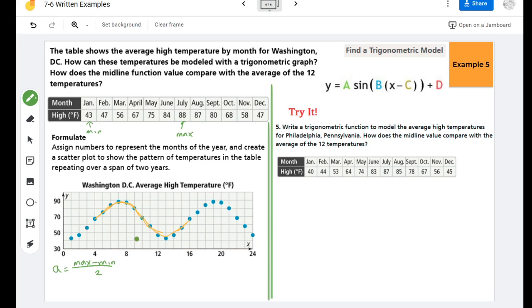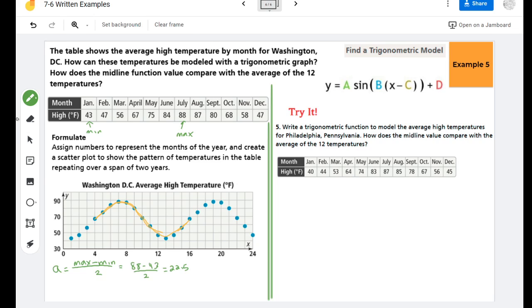The other way to go about doing that is you find the average between those and then subtract that average from your maximum. Okay? That's the way that I've taught you throughout this. This max minus min divided by 2, I think might be the first time that your textbook shows you that. Thanks, Savvas. So there we go. So I'm doing 88 minus 43 over 2, which is 22.5 for my amplitude.